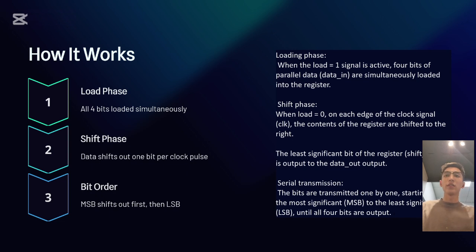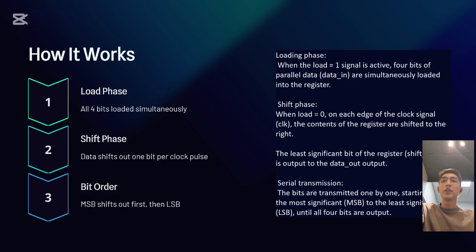The key signals of this design are the 4-bit parallel input vector, a load control signal that loads the register, and the clock signal that controls the shift process, and the serial output where bits appear one by one.